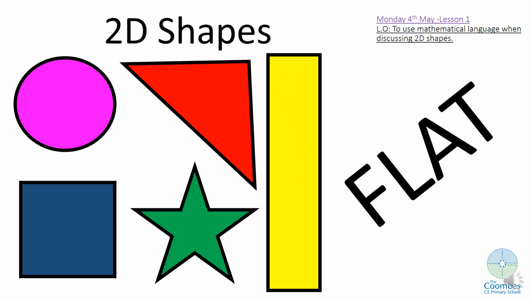Brilliant. And flat means that there's no up and there's no down on these shapes. So they're flat to the surface. We cannot pick them up. They are not something that we can hold in our hands, 2D shapes. 2D shapes are used to make other things. They are flat.